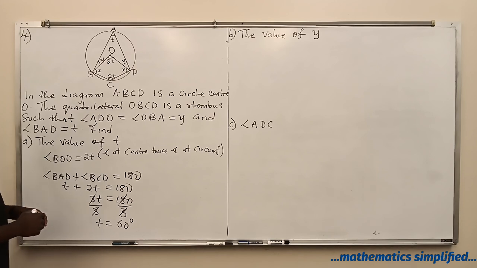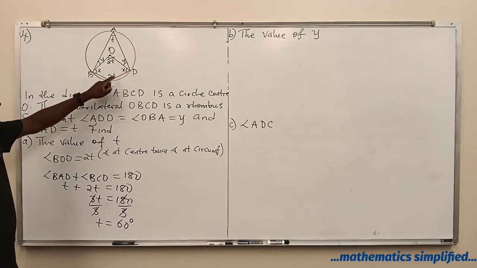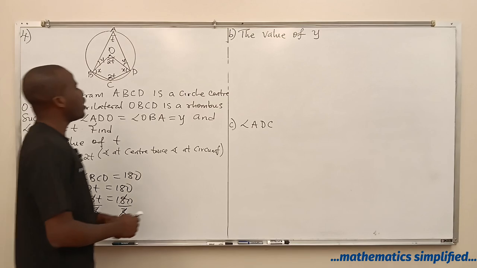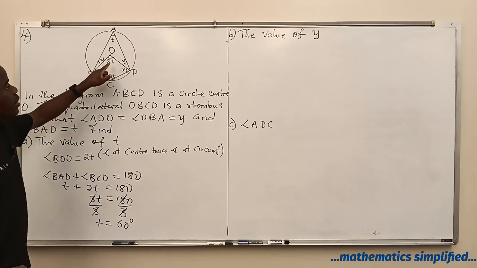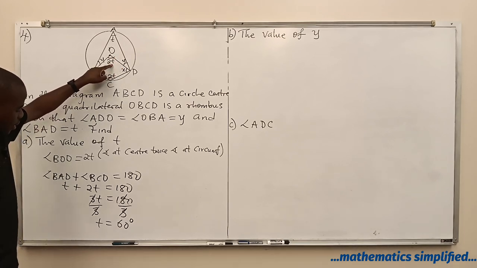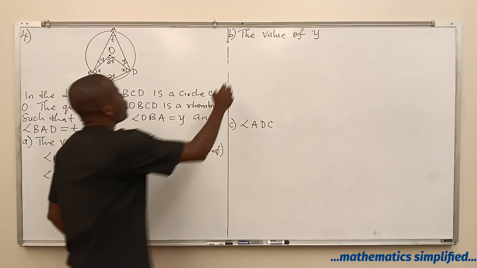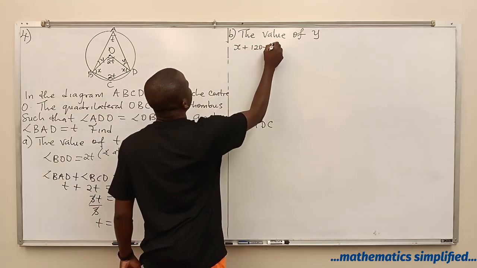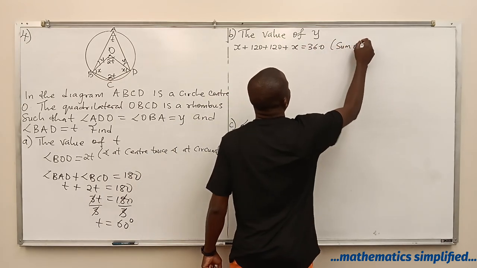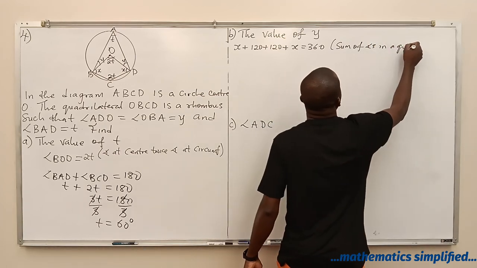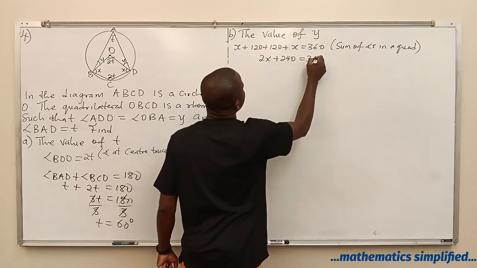Now, how do we find the value of y? Next thing we are going to look for is the value of y. But before we look for the value of y, let's look for what x is. How do we get x? The sum of angles in a quadrilateral is 360. And so, since we have gotten what t is, 60, it means here will be 2 times 60, 120, here will be 120. So it means x plus 120 plus 120 plus x equals 360. Sum of angles in a quadrilateral. And so we have 2x plus 240 equals 360.